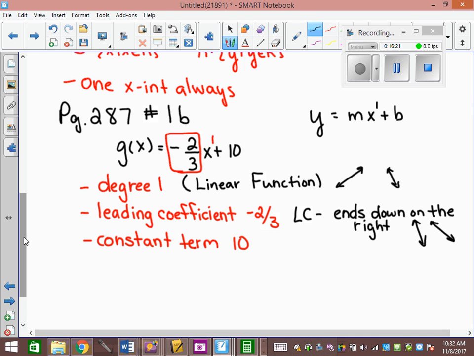What is the constant term, 10? Why the heck would they even ask us for that? Because it's our y-intercept. They ask us these questions not to just give us questions in a textbook. They ask us these questions because it helps us understand the graph, right? Because just punching it into your y equals and telling me what it looks like is not sufficient.